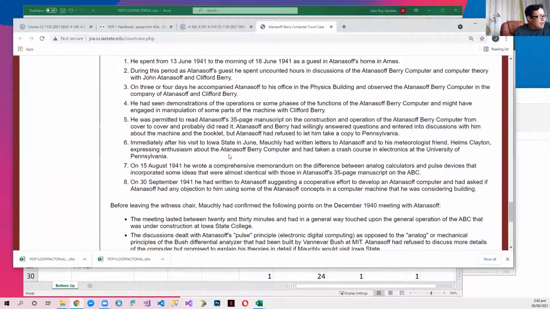Now, right after that, upon going home, John Mauchly did a crash course on computer electronics at the University of Pennsylvania because he's a mathematician, not a physicist, unlike Atanasoff and Berry, who were physicists, so they knew a lot of electronics. He studied overnight on electronics. By August 15, 1941, he wrote a comprehensive memorandum between analog computers and pulse devices, which were the important ideas in Atanasoff's 30-page manuscript on the ABC.